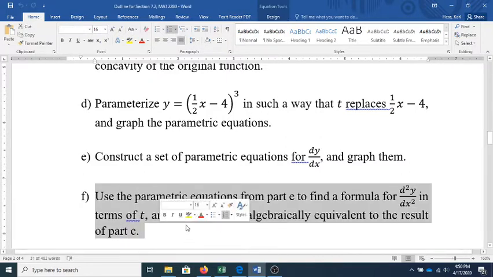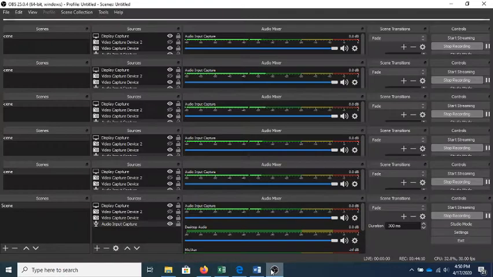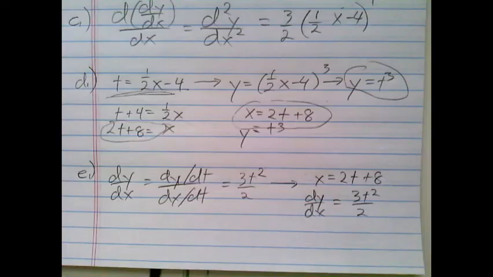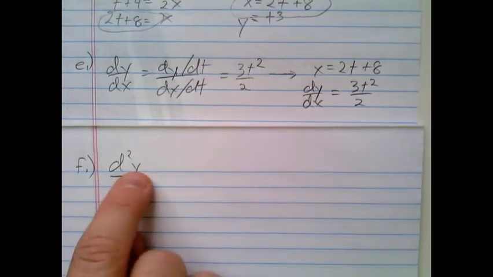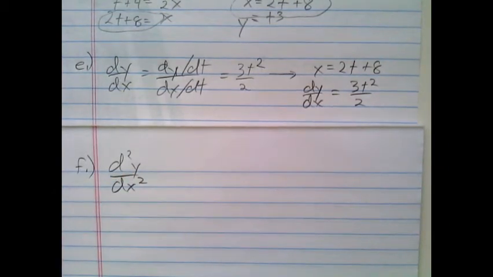Aha! Now we're getting into something a little new here. To find a formula for the second derivative in terms of t, and show that it is algebraically equivalent to the result in part C. Well, alright, so we're going to find the second derivative of y with respect to x. And we're going to do it the same way we always find second derivatives. We're going to do it by taking the derivative of the first derivative.